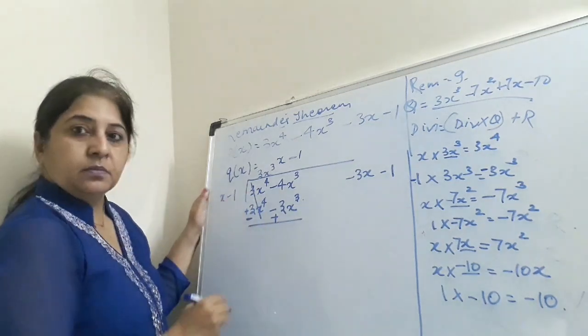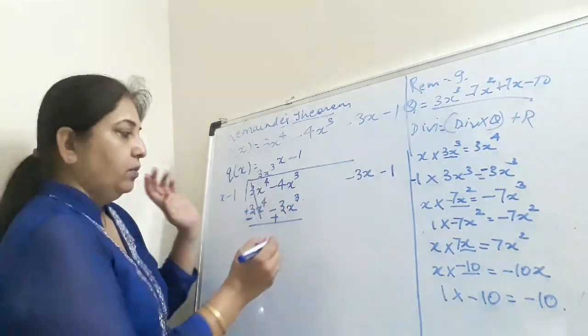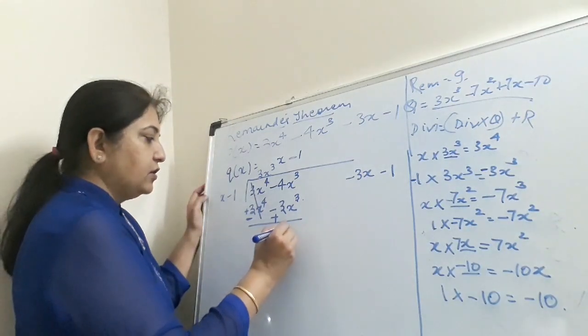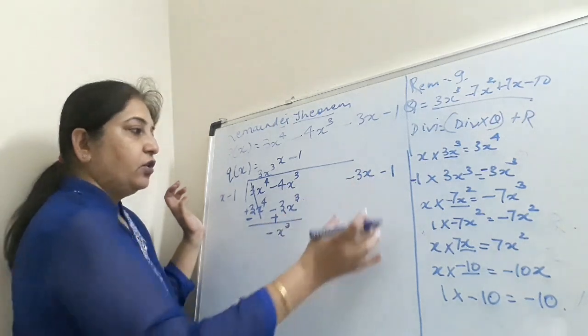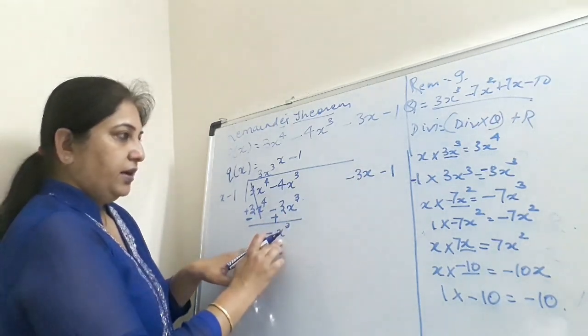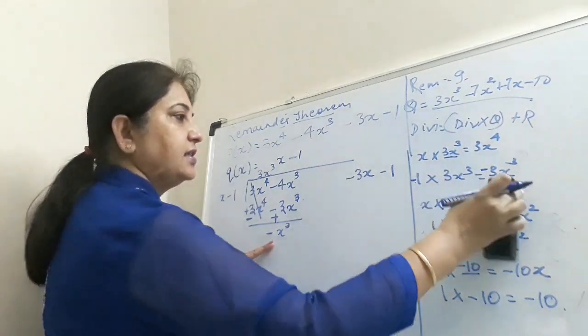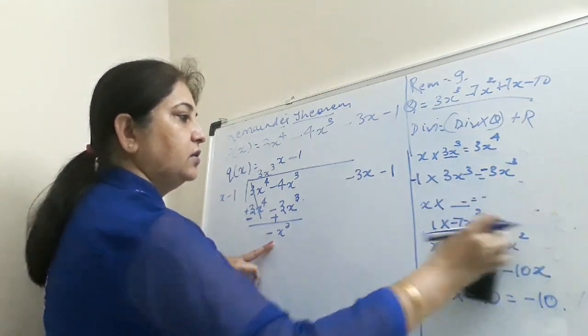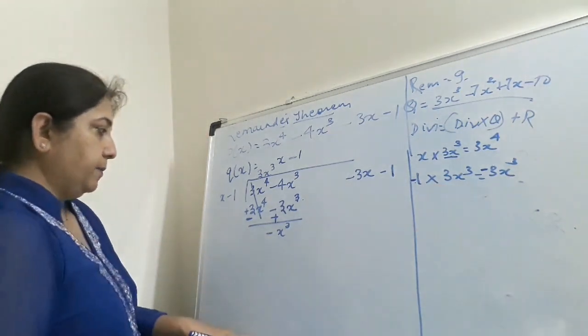This will cancel. Okay. Now minus 4 plus 3x cube will give me minus x cube. So I will write here minus x cube. I will not copy down this. I will now continue with this. Now we don't have minus 7x. So okay, I will rub all this and I will start all over again.